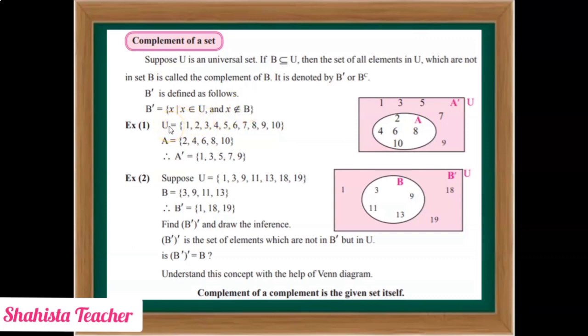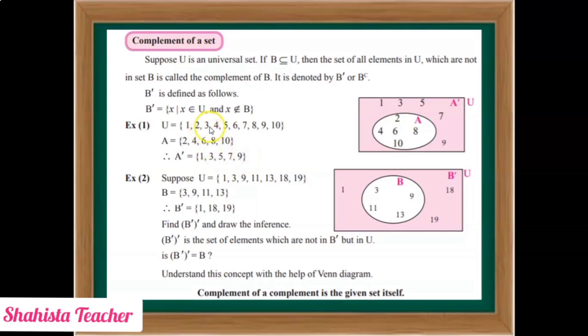So here one example. U is equal to curly bracket 1, 2, 3, 4, 5, 6, 7, 8, 9, 10 curly bracket close. Now here A is equal to curly bracket 2, 4, 6, 8, 10 curly bracket close. Now here A and U. Complement बताना है हमको. तो A complement is 1, 3, 5, 7, 9 curly bracket close.